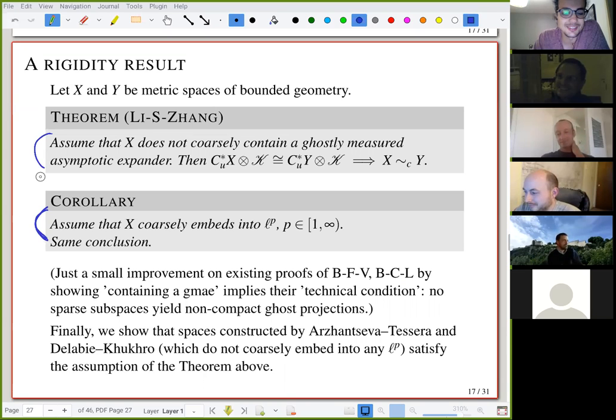Okay, so just one thing I want to say before opening to questions: if you're apologizing so much for asymptotic expanders, then I feel very bad for saying sparse subspaces in only compact ghost projections. No, I disagree, because that one actually makes sense, right? If you know what these things mean, then it makes perfect sense, whereas asymptotic expander is just confusing everybody. Okay, do we have any questions for Jan?